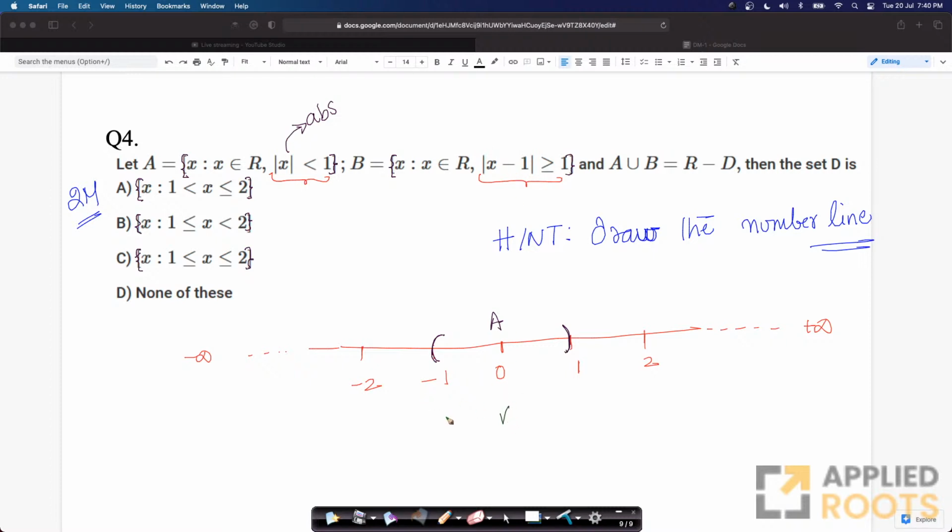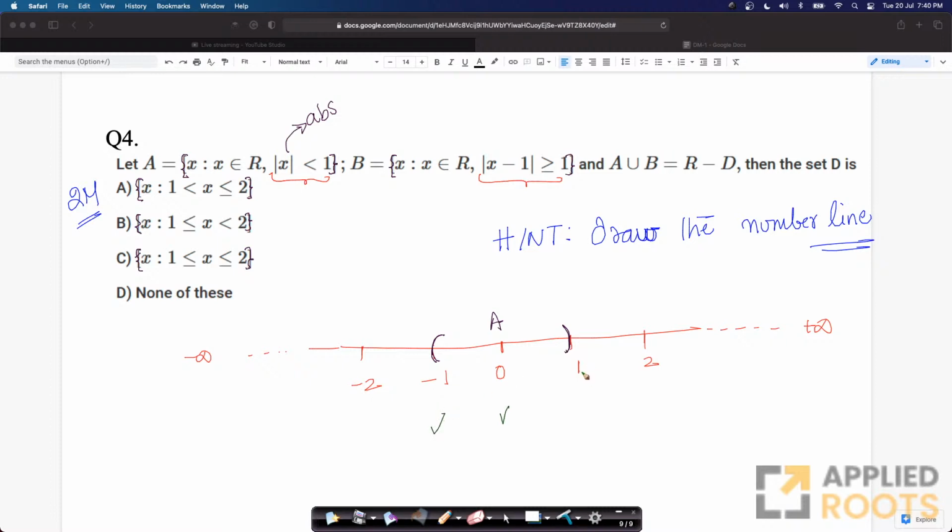Will -1 be there in this set? Yes. -1 minus 1 is -2. Again, I'm just thinking through carefully. Of course, there is also an algebraic way. I'll show that to you in a couple of minutes. But let's just think about it from a visual perspective. If x equals -1, -1 minus 1 is -2. Absolute value is 2, it is greater. So this is also there.